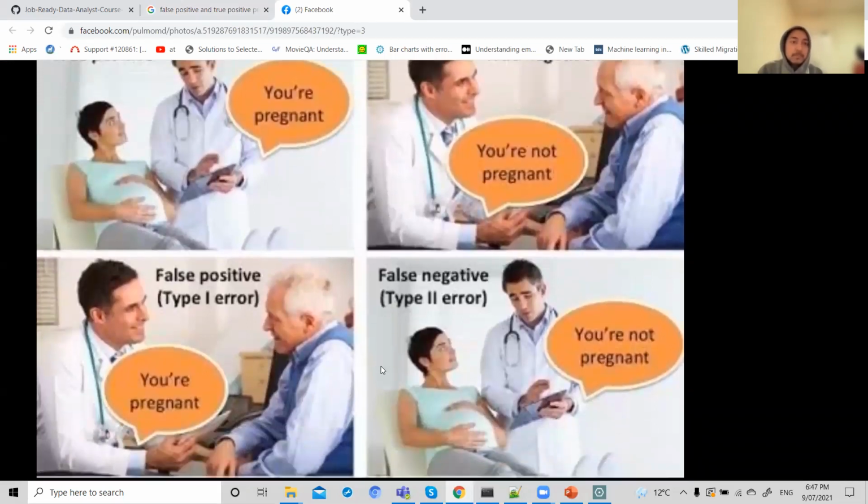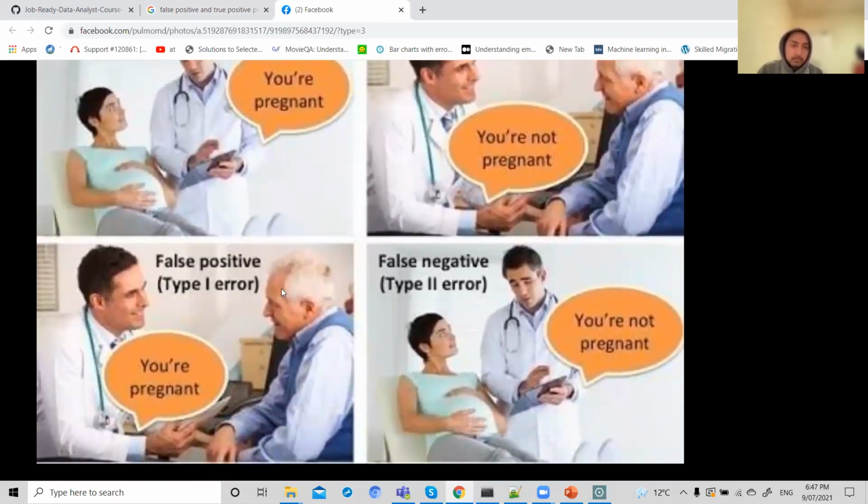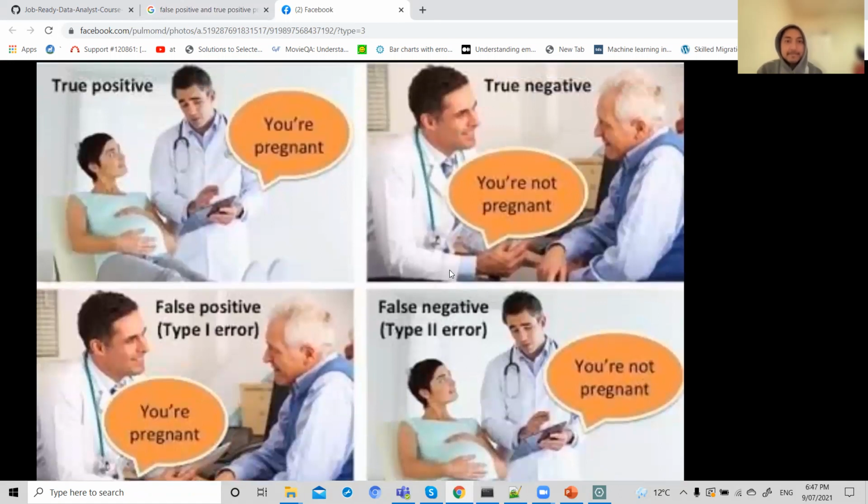False positive means he will never be pregnant, but the doctor says that he is pregnant. That is false positive. And false negative is she is pregnant but the doctor says she is not pregnant. That is false negative.